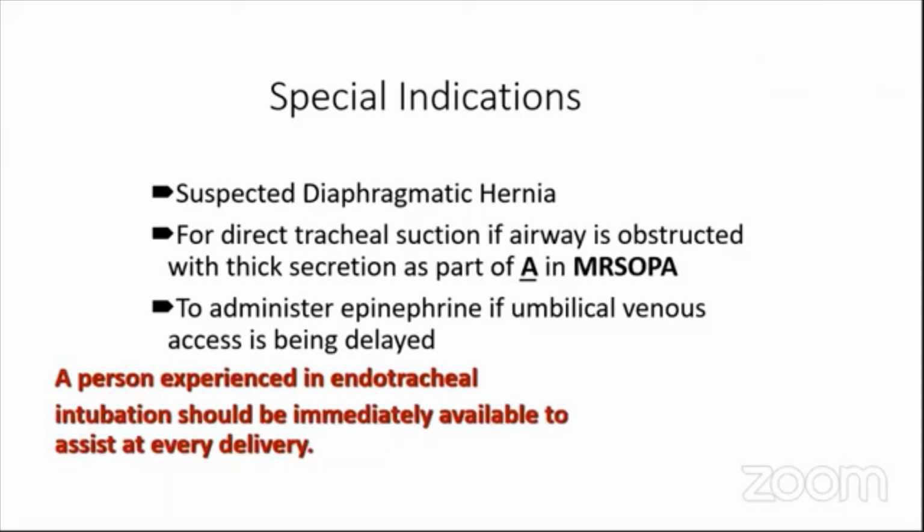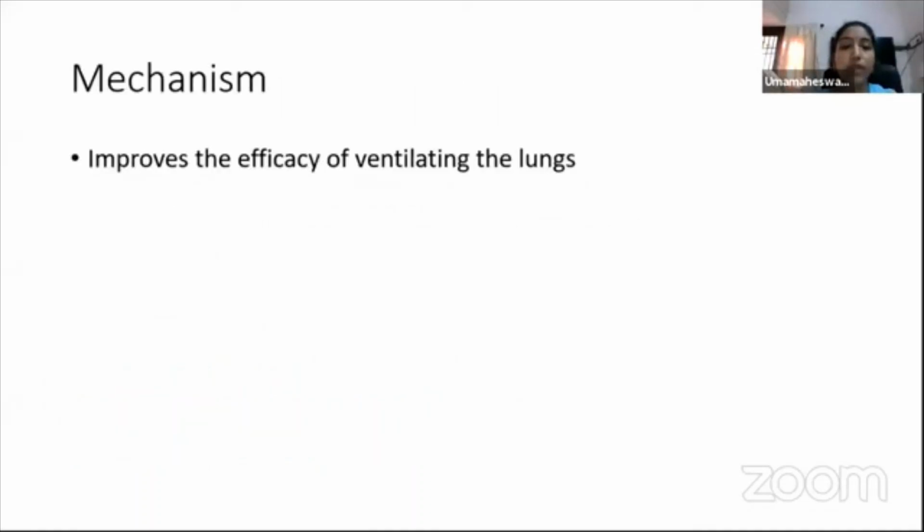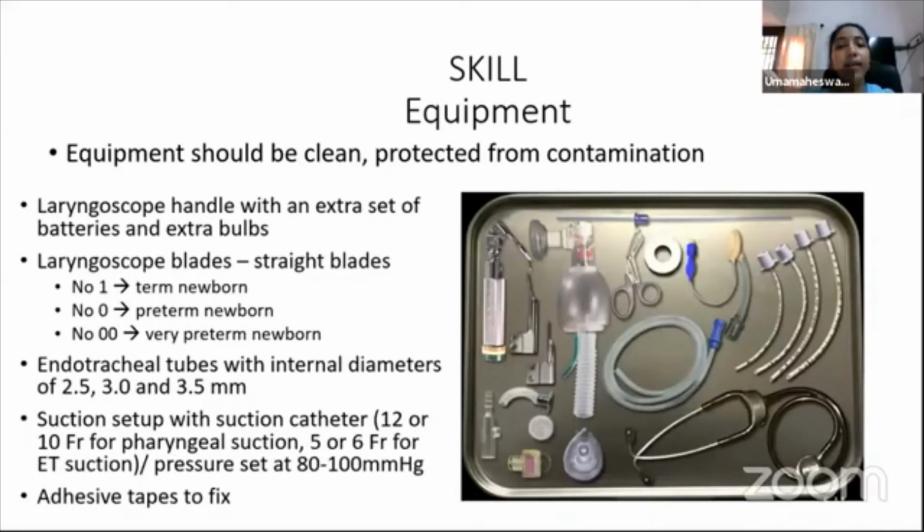Also to administer epinephrine if umbilical venous access is delayed. But of late, we are insisting that medication through umbilical venous access works better than through the endotracheal tube. A person experienced in ET intubation should be available to assist in every delivery. The mechanism is that it improves the efficacy of ventilating the lungs. And Dr. Vinod has already told us what equipment is needed for endotracheal intubation.